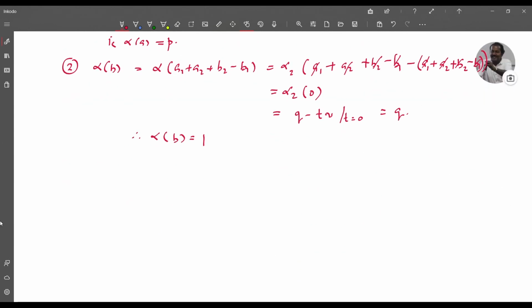Now, alpha dot of a. Alpha dot of a is equal to, at P, d by dt of alpha 1 of t. So this is d by dt of P plus tv.